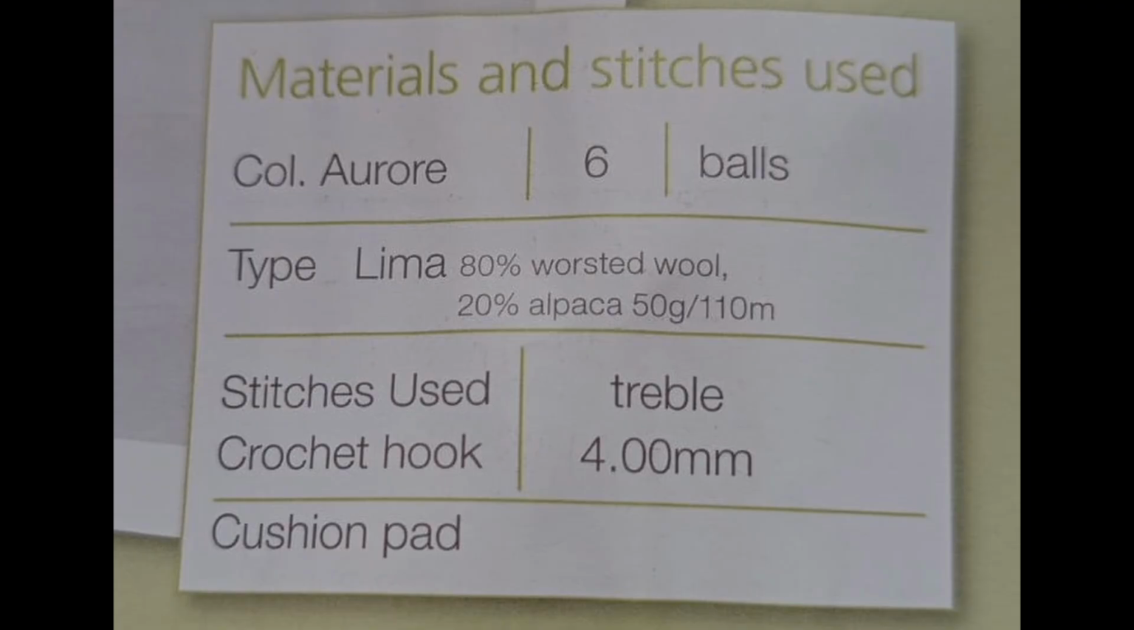The next part that we see in this pattern is the materials and the stitches that you will be using to make this item. So for this pattern, you can see that I'm going to need 6 balls of this particular color yarn. It also will state the type of yarn and the fiber content, then the stitch used in most of the pattern, and then the size hook that you are going to need.